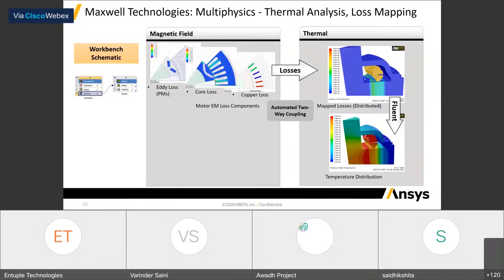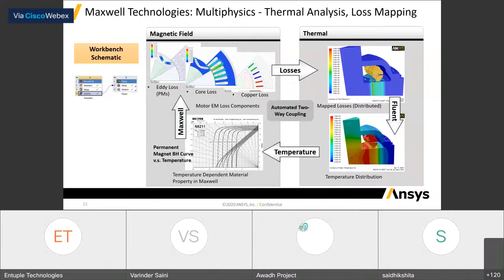This temperature distribution inside the volume can again be brought into Maxwell. So your Maxwell material properties can be a function of temperature. Both your BH curves and BP curves can be a function of temperature, and you can resimulate with these new temperatures. So the loop can go over and over, and you can get a good understanding of how the motor is going to behave with your specific thermal environment.